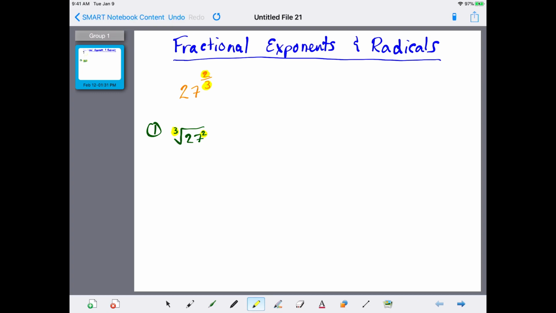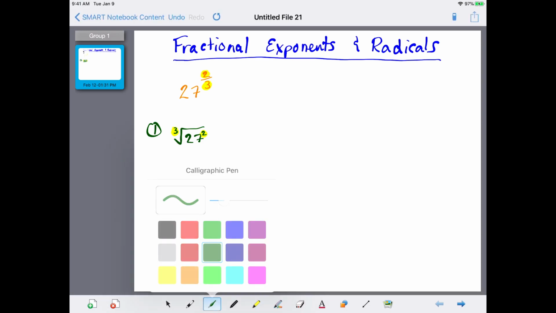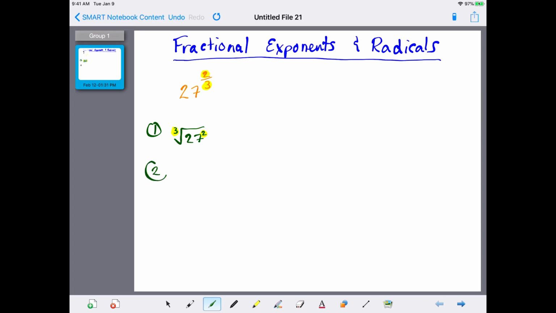In this way, it makes it a little bit more difficult to evaluate the expression because, if the numbers are large, 27 squared is quite a large number for us to do without a calculator. So this next method is going to make it a little bit easier for us to actually calculate this expression without the use of technology.